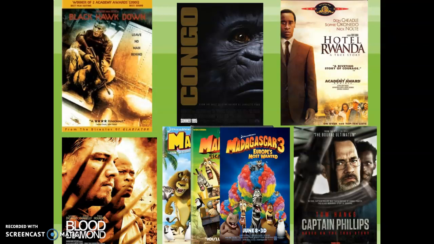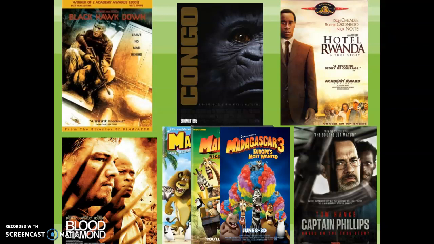Congo in the middle is not based on reality, although it has something to do with the natural resources and animals of Africa. Of course, all the Madagascar movies are animated, yet there's a lot of information about the animals. Lemurs, for example, are only found on the island of Madagascar. So some of those are not necessarily true films, but they definitely can help you teach a little bit about Africa.